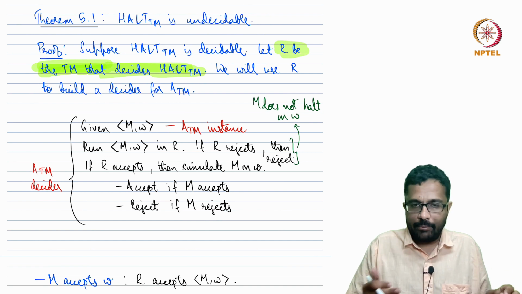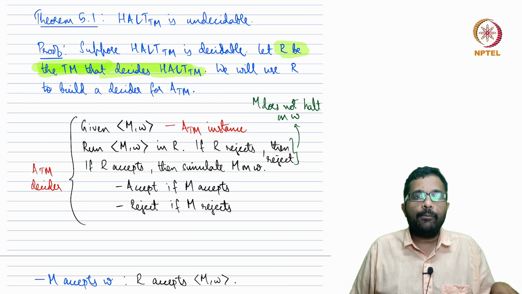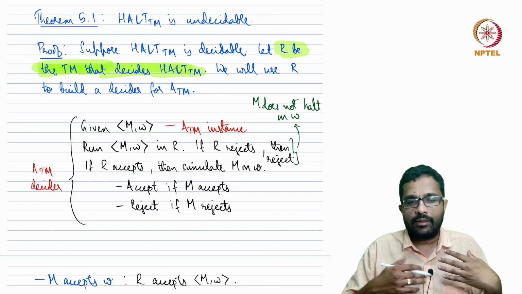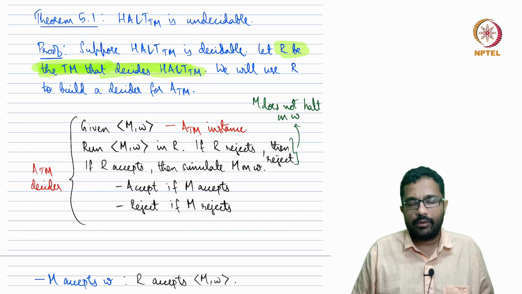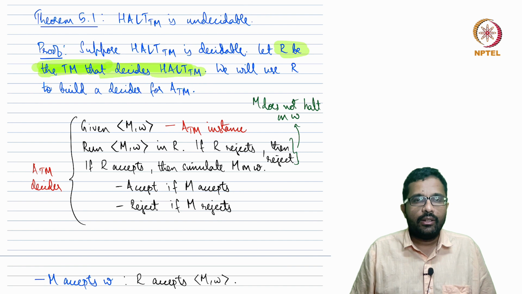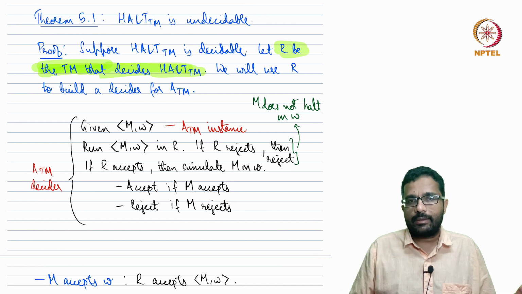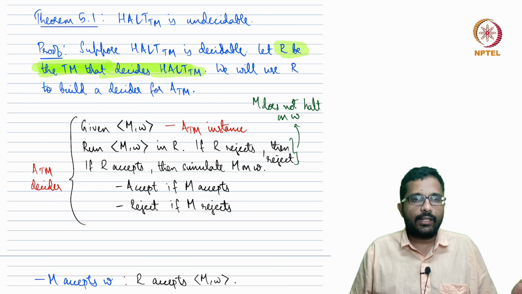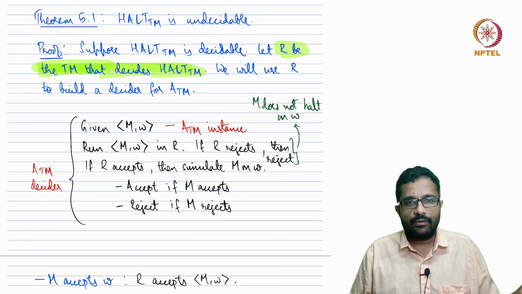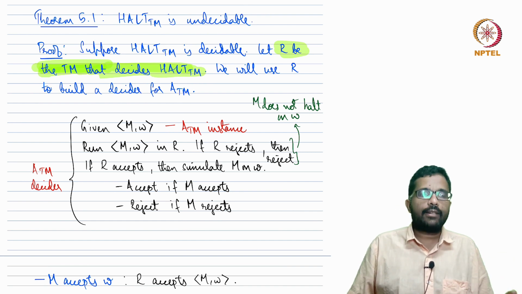So now it's easy because now we are assured that M halts on W. So then we just run M on W, right? We just simulate M on W. Now we just wait for the response because we know that it halts. So we just complete the computation, and if it accepts, we say yes and we accept. If it rejects, we say reject, right? So that is the decider for ATM, right?